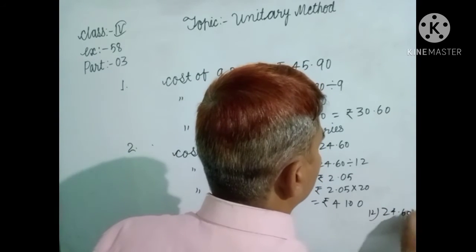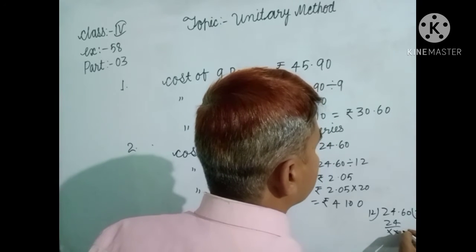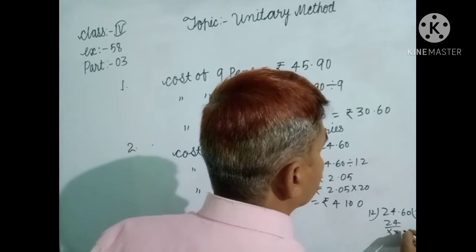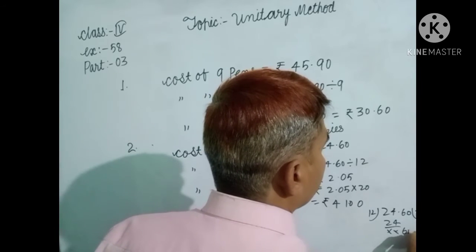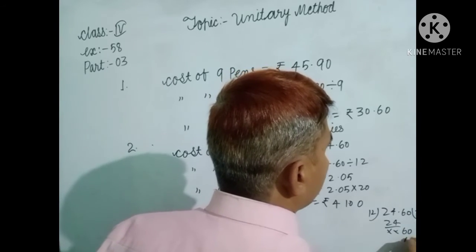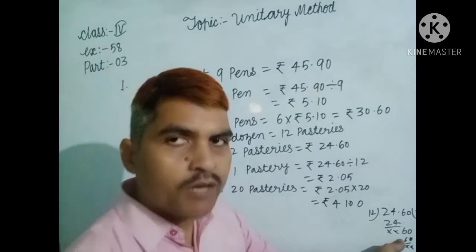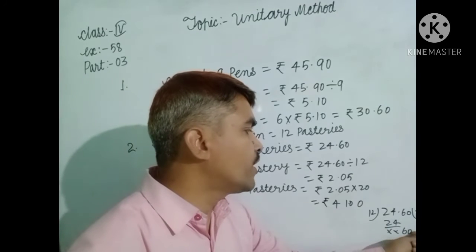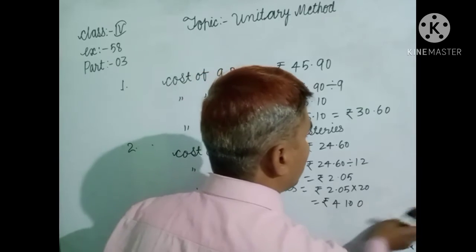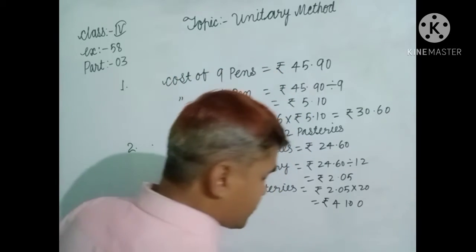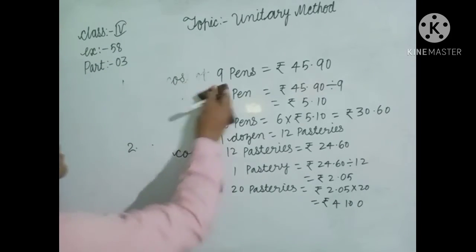In this way, dear students, you find 24.60 divided by 12. 12 twos are 24. Here put the decimal, and here 6. Here put the 0, and 12 fives are 60. In this way you find out first of all the cost of one pastry, then you find the cost of 20 pastries. Now again the third question.